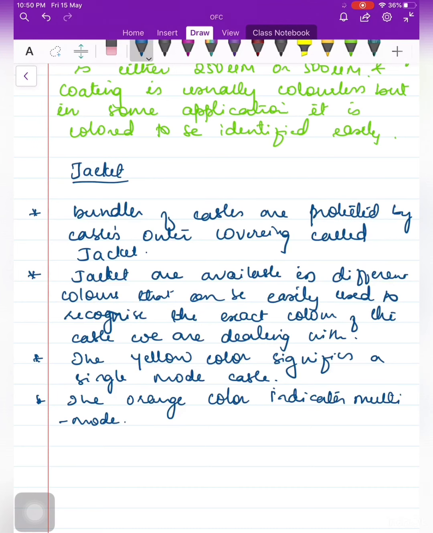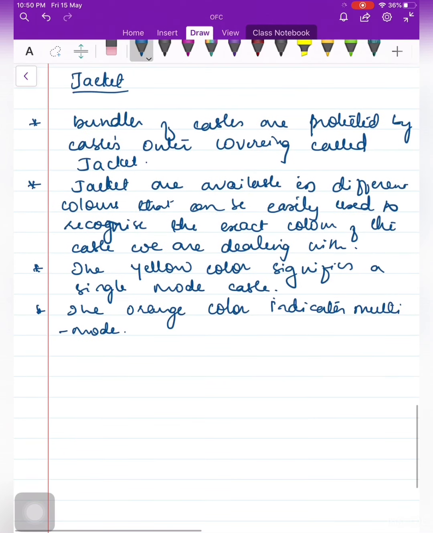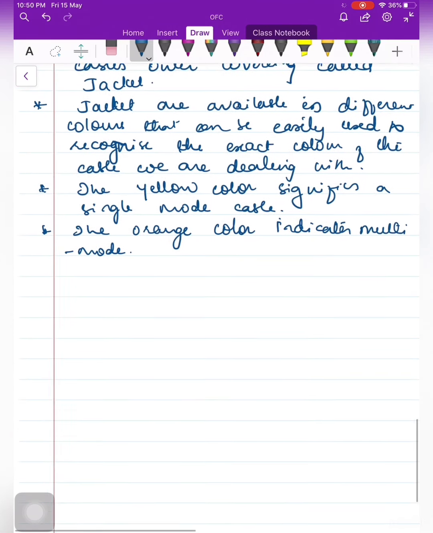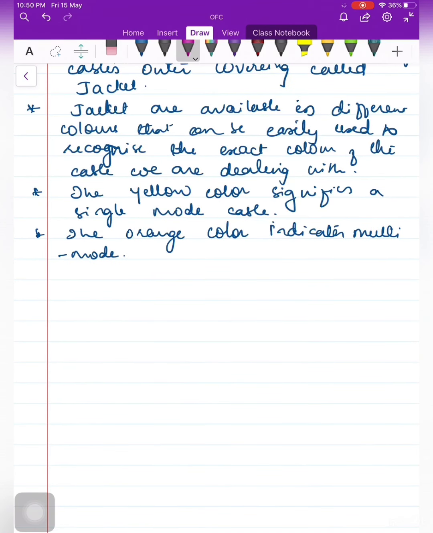So in one word you can say the jacket is a protective layer or outer covering layer for a bundle of cables which are used in some applications. So this was all about the basic components of an optical fiber. Now let's move on to the characteristics of fiber.